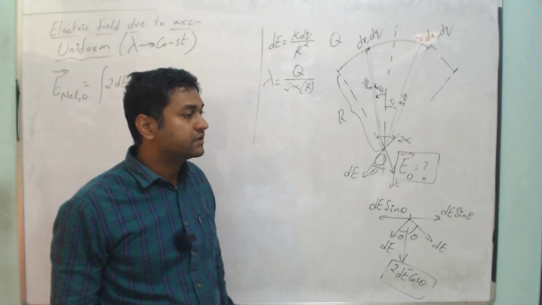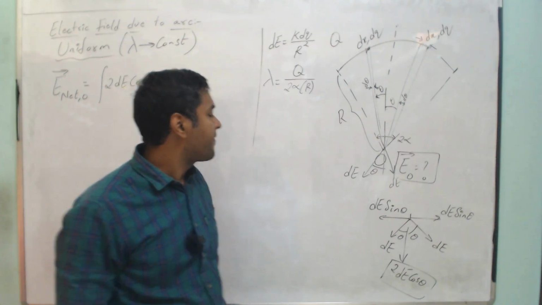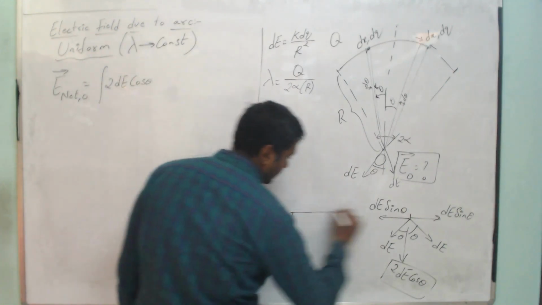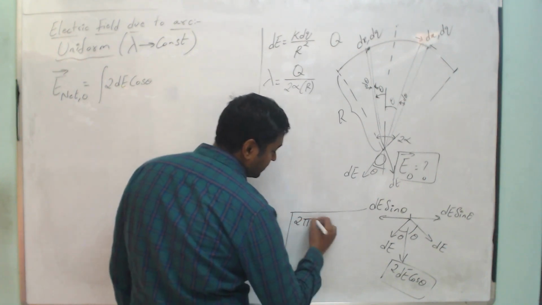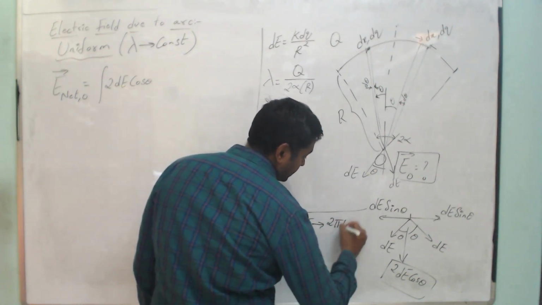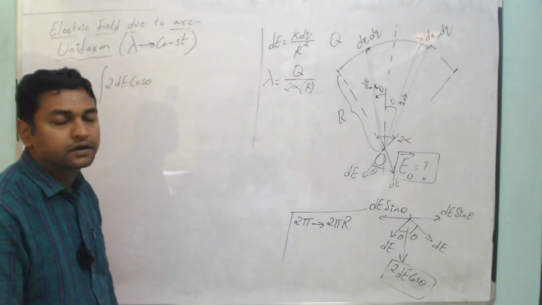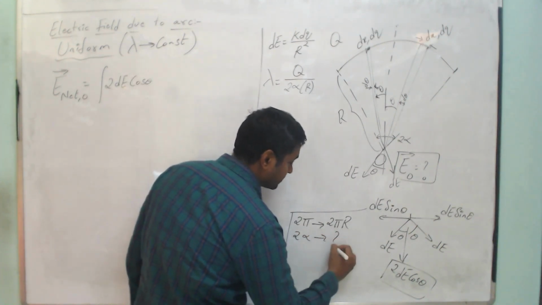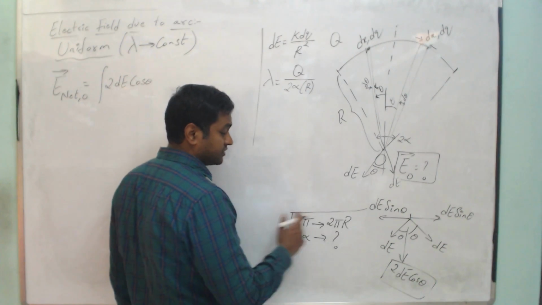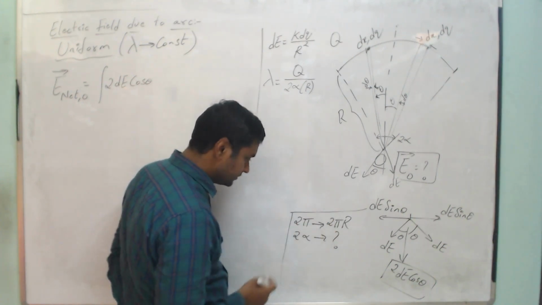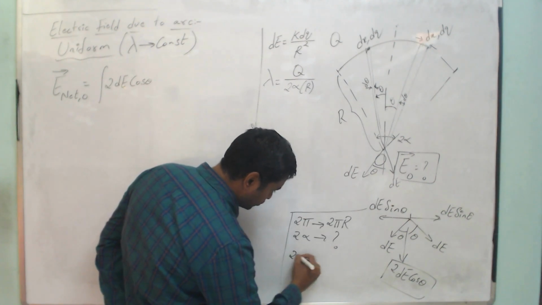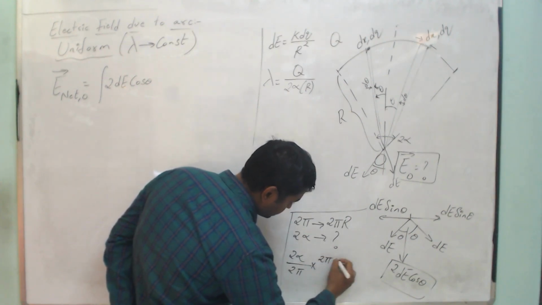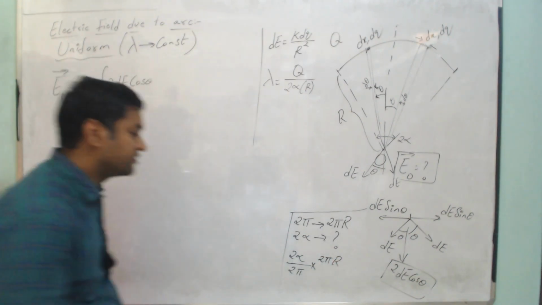What we can do is that, okay, I'll do the calculation for you somewhere over here. For 2 pi angle, the perimeter is 2 pi r, correct? Yes, sir. So for 2 alpha angle, what is the perimeter? This divided by this: 2 alpha into 2 pi r divided by 2 pi, which is 2 alpha r. So that eventually will be 2 alpha r.